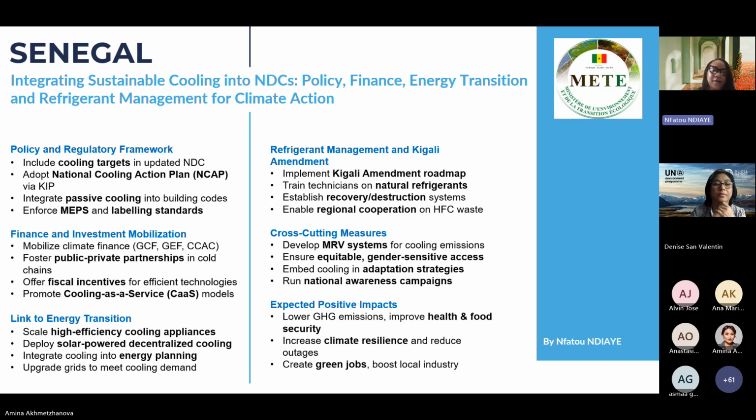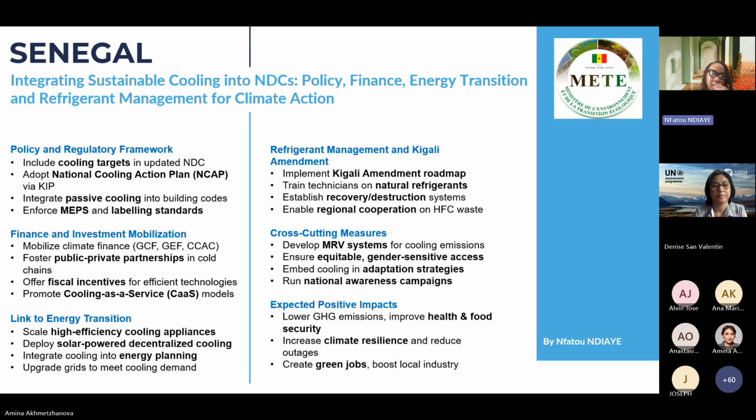So also we have cost-cutting measures and develop an MRV system for cooling emissions. In the Ministry of Environment, mainly in the Directorate of Climate Change, they set up the whole MRV system in order to enhance and follow up after the NDC setting, and ensure that equitable and gender-sensitive access is allowed, because we also have to deal with gender equity and gender inequality in this process, in order to bring all the stakeholders together.